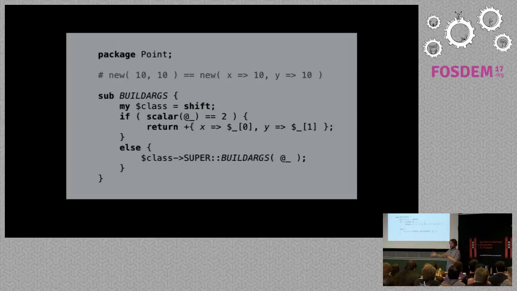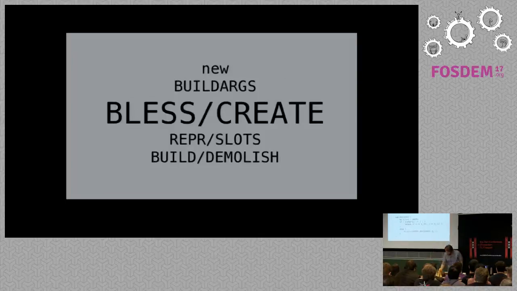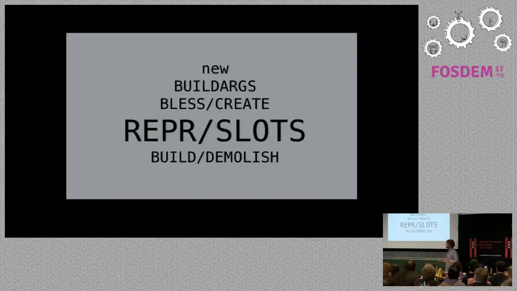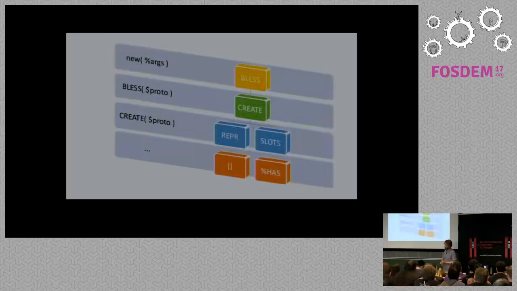The next step is bless and create, which is very tied to repr and slots, so I want to explain this. This is really where all the extension mechanisms are situated within this work. So you pass your args into new, which calls bless. Bless is actually going to get that canonical hash ref that build args just created, so bless gets that first. Bless's responsibility is, can we guess? To bless, yes. That's really literally all it does, because it just calls create to construct your instance.